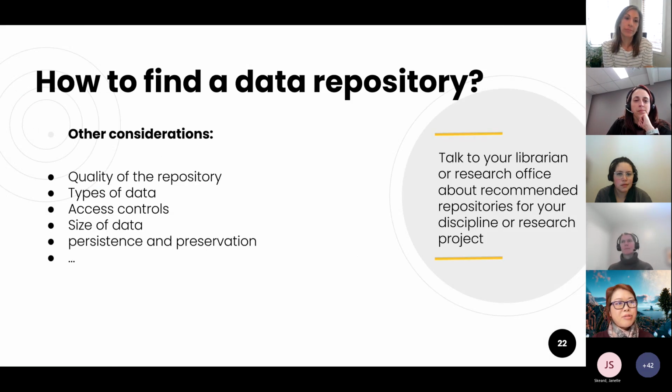There are some other considerations when choosing a data repository. The list here is by no means exhaustive. For example, is it a quality repository with a good reputation in your field? It refers back to those guiding principles Caitlin talked about before, like FAIR and TRUST. You can also talk to your peers to figure out the repository commonly accepted in your research field.